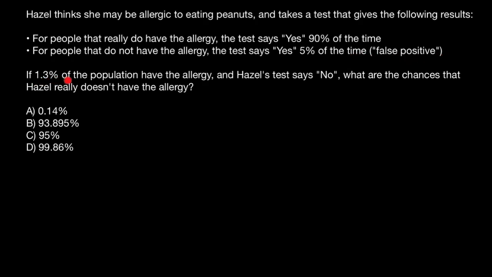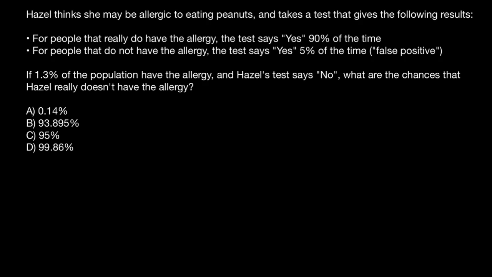If 1.3% of the population have the allergy and Hazel's test says no, what are the chances that Hazel really doesn't have the allergy? And you have to choose one of these answers. As usual, I recommend you pause the video here and try to solve this problem on your own first. When you are ready, you can run the video again and compare your answer with my answer and explanation.